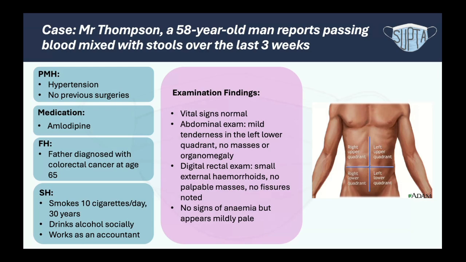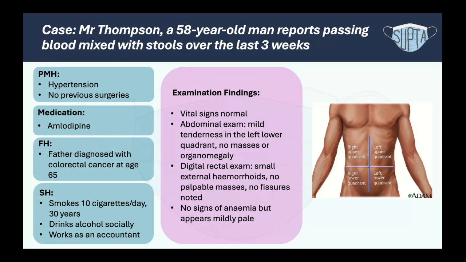He also doesn't have any signs of anemia, but he does seem mildly pale. It's important to remember that clinical signs of anemia may only appear when it's quite severe. So in patients with chronic blood loss, the patient can still look relatively well, but they can still be anemic. So further tests should be done to confirm that, which could be the case here for Mr. Thompson.